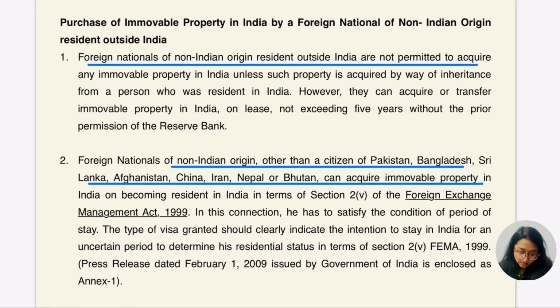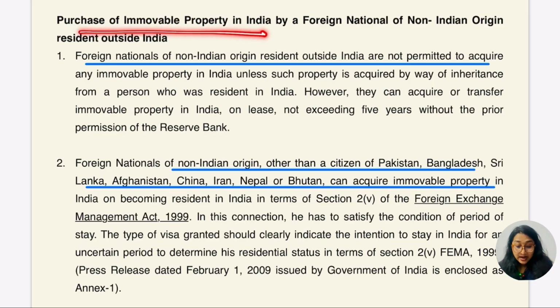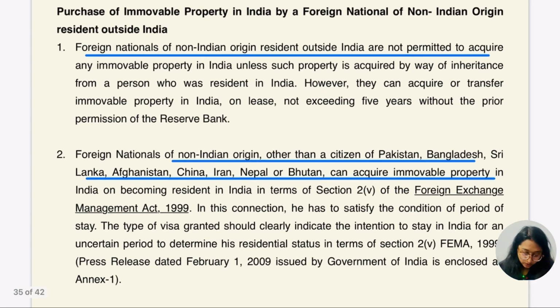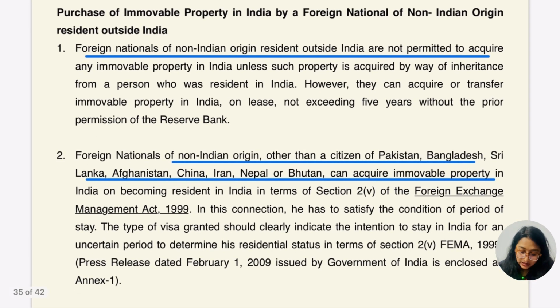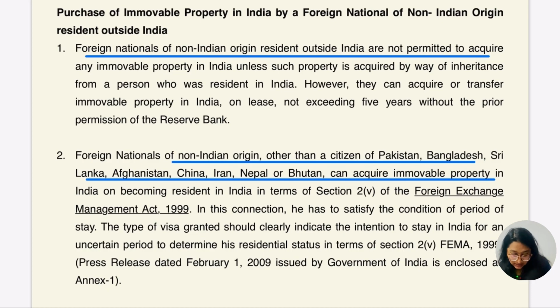Okay, so the point is related to non-Indian origin residents outside India who are purchasing immovable property in India. Foreign nationals of non-Indian origin resident outside India are not permitted, first thing, to acquire any immovable property in India unless such property is acquired by way of inheritance from a person who was resident in India.